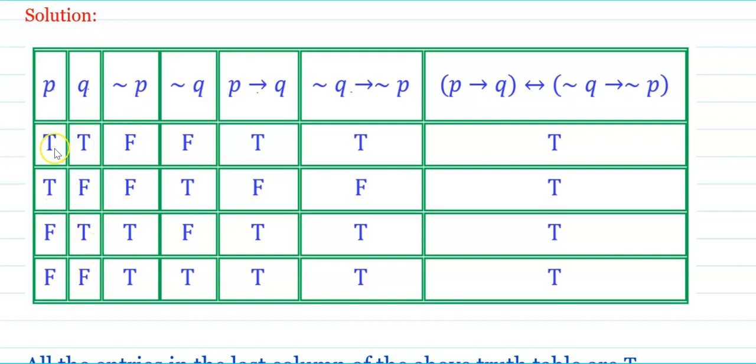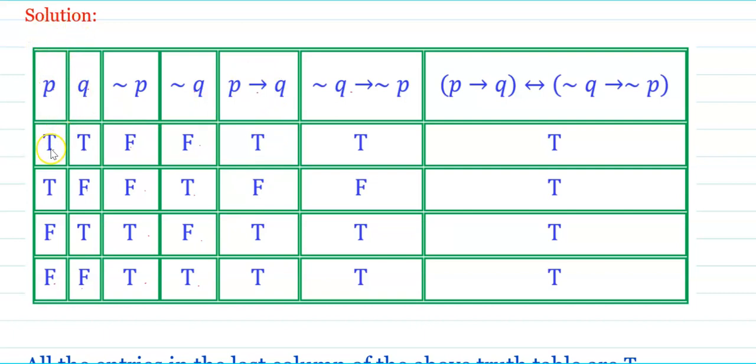Negation of P. Negation of T is F. Negation of T is F. Negation of F is T. Negation of F is T. Negations of Q: negation of T is F, negation of F is T, negation of T is F, negation of F is T. What do we find out? P implies Q. Column first implies second one.